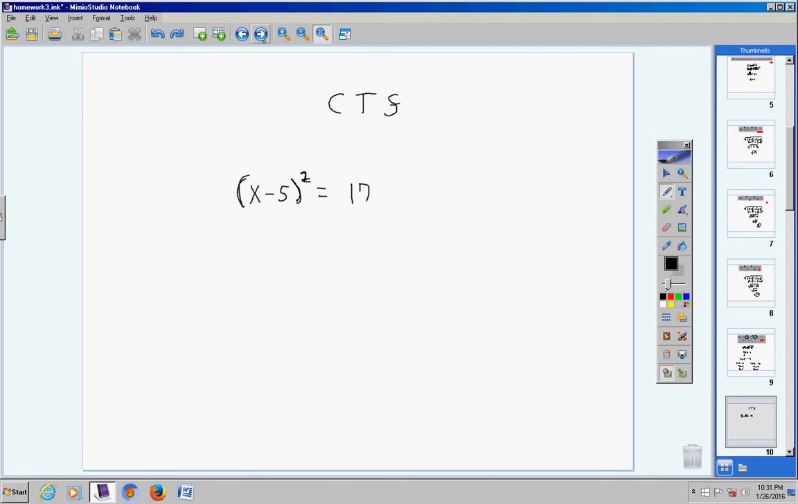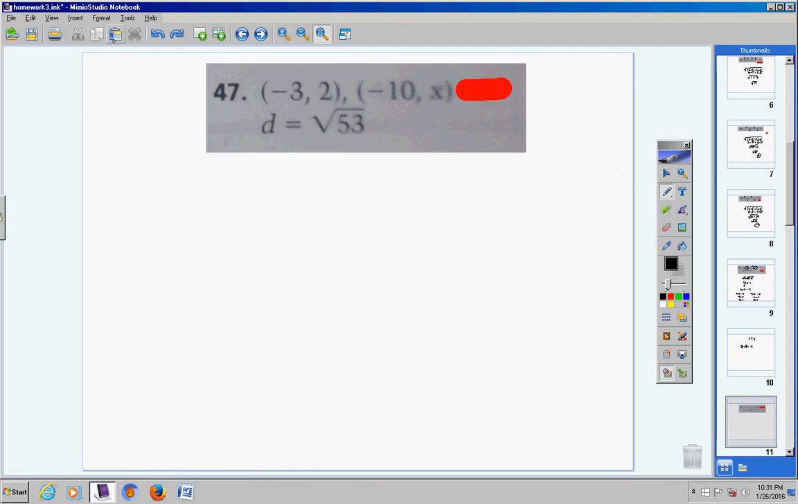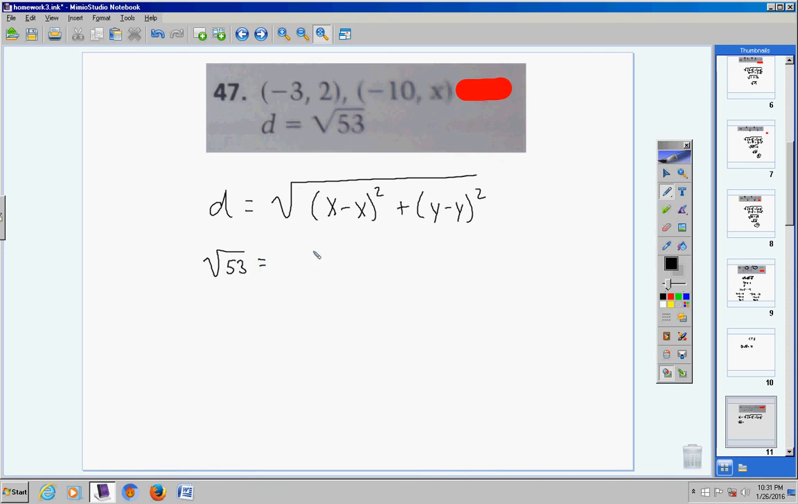Here it is. You can work ahead or watch me. Okay, here's my distance formula. Distance equals this, okay? Now, here we go. My distance is square root of 53. For my x, I'm going to put negative 3, negative 10. So I'll put that right here, negative 3 minus a negative 10. Negative 3 minus a negative 10. Here's my x and my x. That would be negative 3 plus 10, which is 7, and 7 squared is 49.